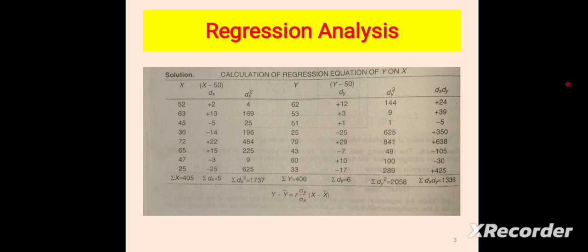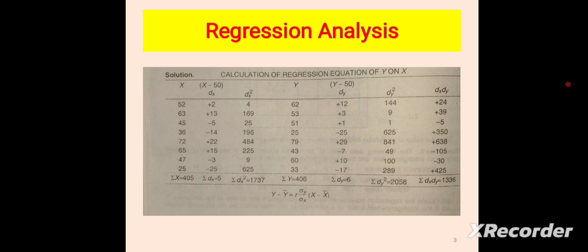Next, same as dx square, we calculate dy square, which is dy into dy. 12 square 144, 3 square 9, 1 square 1, 25 square 625, 29 square 841, 7 square 49, 10 square 100, 17 square 289. So the summation of dy square is equal to 2058.